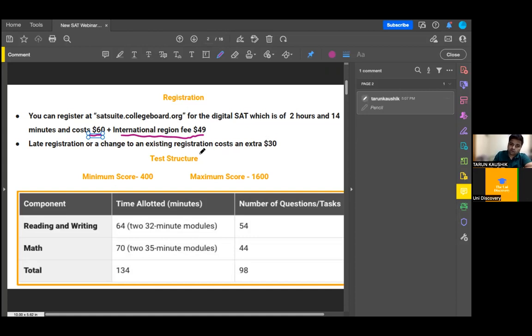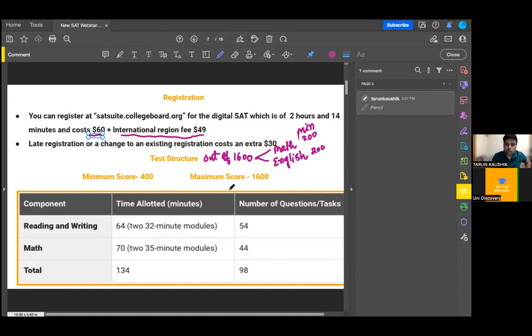Now, if we talk about the test structure, the SAT is out of 1600 points, which is equally divided into two components. One component is math, the other component is English. So, in either of the two sections, the minimum score that you get is 200 and the maximum that you get is 800. So if we talk about the total score out of 1600 points, the minimum score is 400 and the maximum score is 1600.